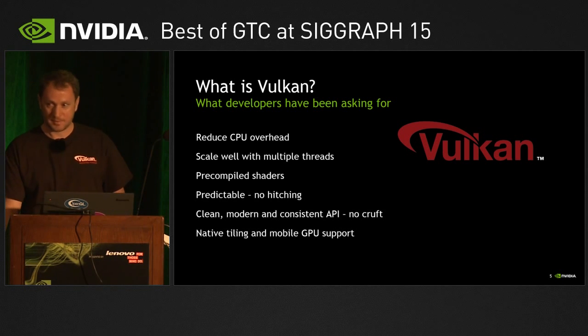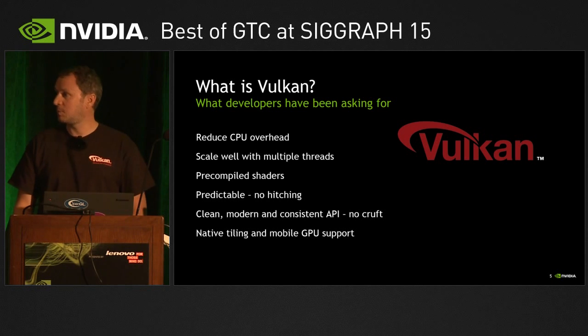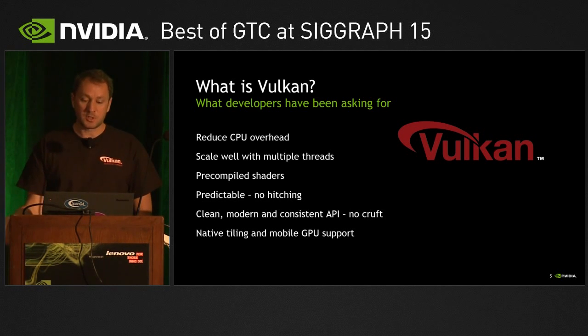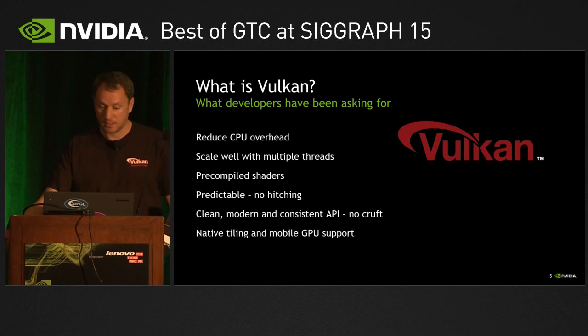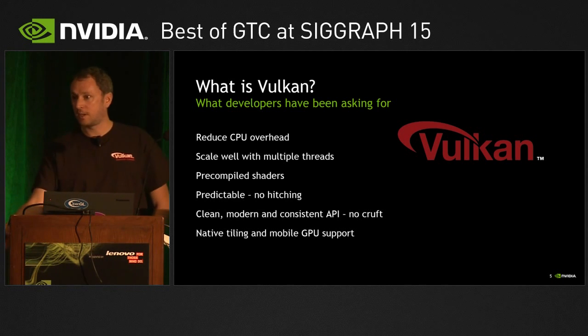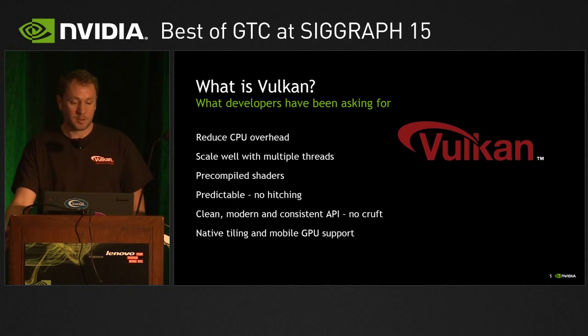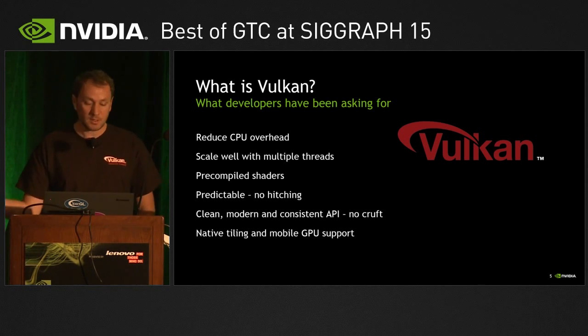So what is Vulkan? Vulkan was designed to meet all the demands that ISVs have been making over the last few years. Taking what they do with OpenGL and DirectX 11, for example, those older style APIs, Vulkan is a new generation API. And it's designed to reduce CPU overhead, which has been one of the big complaints. Scale well with multiple threads, which is something that OpenGL doesn't do that well. The other thing is it supports precompiled shaders, so you can do your shader compilation offline and send that into Vulkan.